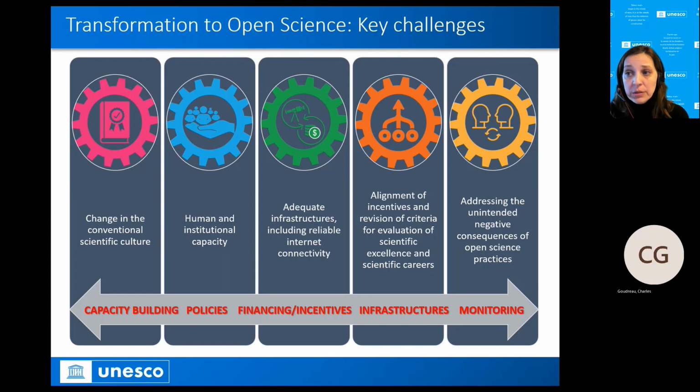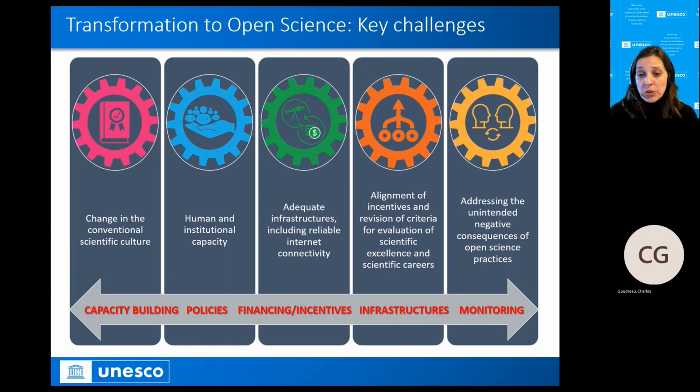We realize that there are several key challenges in the implementation of the open science recommendation, and I understand that this meeting today will also be dedicated to looking into some of these challenges and the ways of overcoming them. And maybe the most important ones really are the need for change in the conventional scientific culture, which still tends to go more towards closed science than towards open science. Then, of course, the human and institutional capacity in terms of open science. There is a need for capacity building in open science, both for researchers, but also for universities, chancellors, vice chancellors, librarians, and many other actors of the open science system.